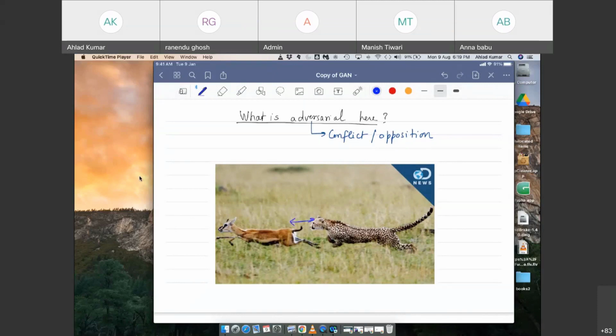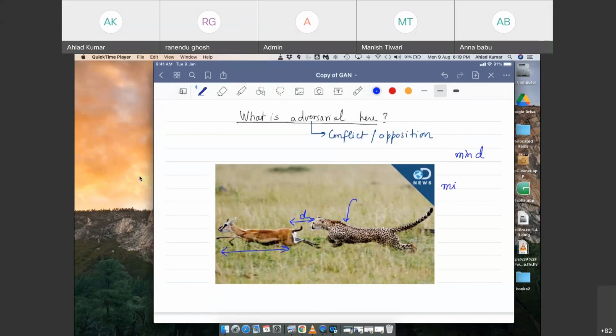So the thing is, the adversarial that is happening here is in terms of the distance between these two animals. What is the main objective of this tiger? The main objective of this tiger is to minimize the distance. Whereas what is the objective of the deer? The objective of the deer is to maximize the distance.